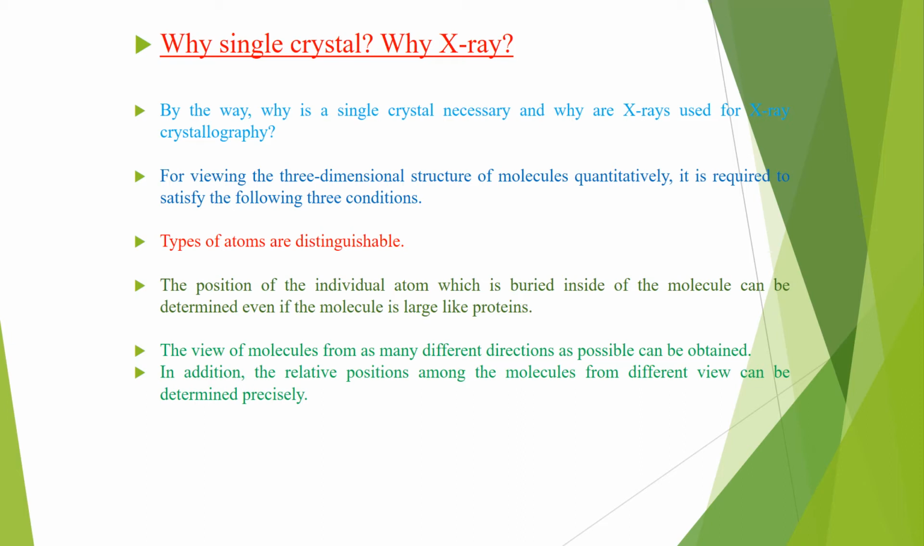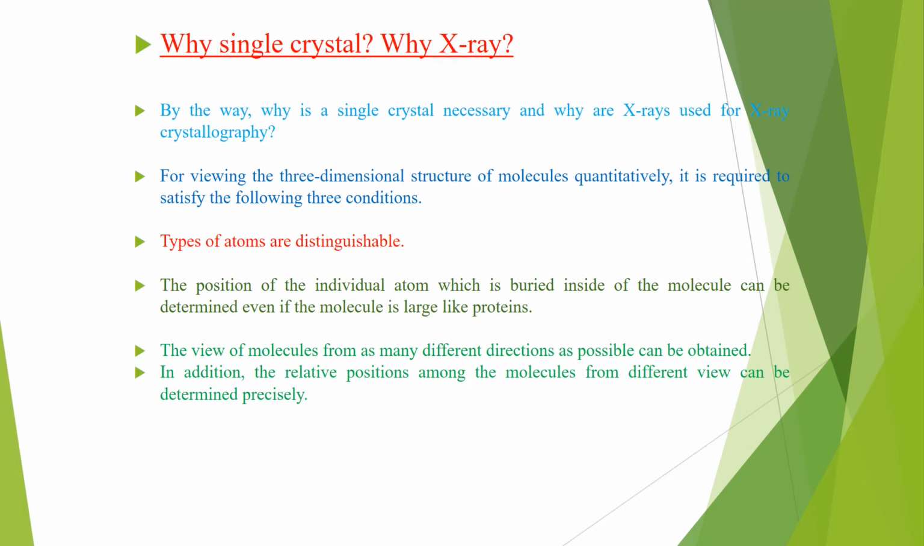It is used to view or to determine the three-dimensional structure of the molecule quantitatively, and to determine the structure quantitatively in three dimensions, it requires three conditions. One is types of atoms must be distinguishable. Number two, the position of the individual atom buried inside the molecule can be determined even if the molecule is large like protein. Number three, it is also used to view the molecule from as many different directions as possible.